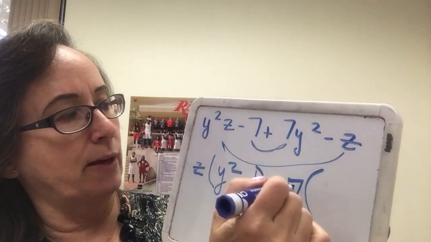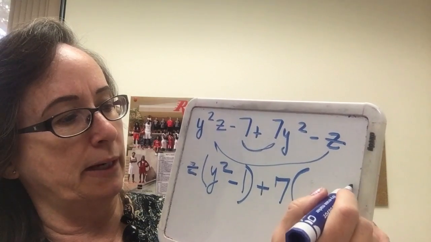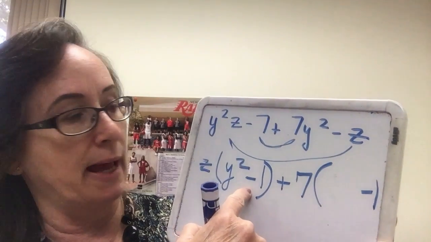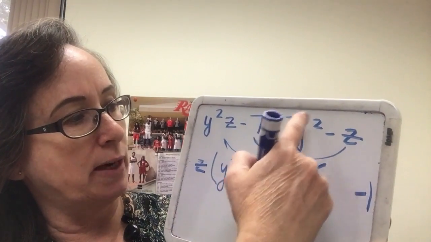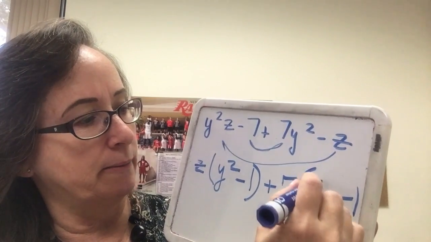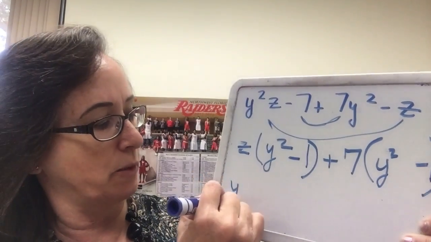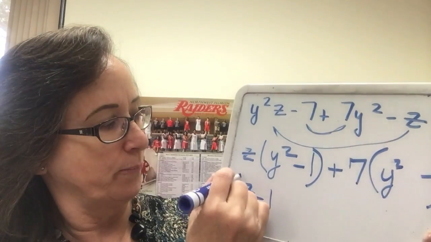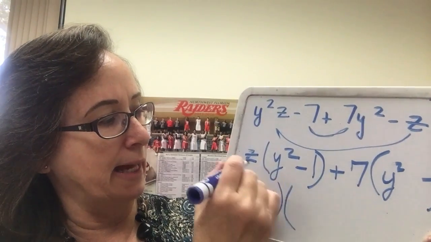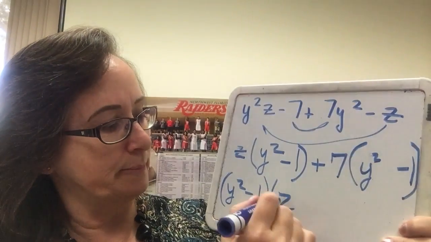And 7 divided by 7 is a -1, but I'm going to put it at the back because I want these to match. And then 7y squared divided by 7 is y squared. And I'm going to pull out the y squared minus 1. And I'm going to get z plus 7.